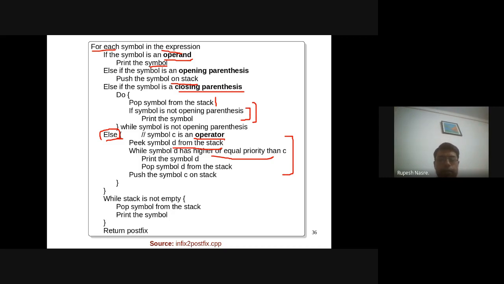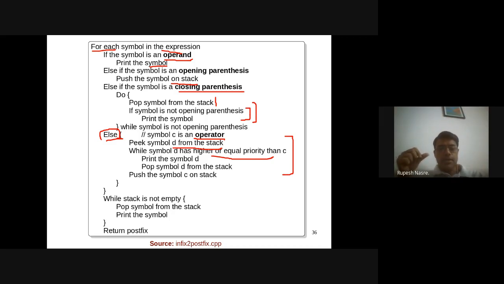So let's say that our language supports exponentiation operator, right, which has the higher precedence. It's a binary operator and has higher precedence than plus, star, etc. So now if the expression is like this, A plus B exponentiation C star D, right? This is the expression that is given to us. And the way our algorithm works, A comes, we push it to the stack. Sorry, we print it onto the screen.